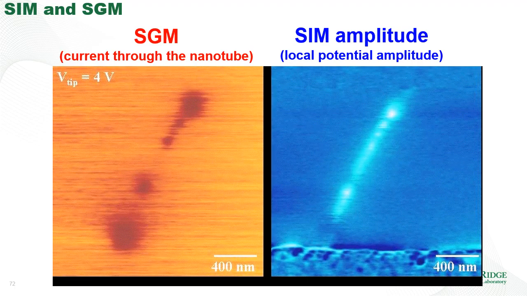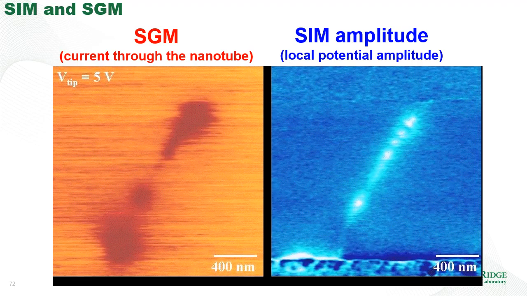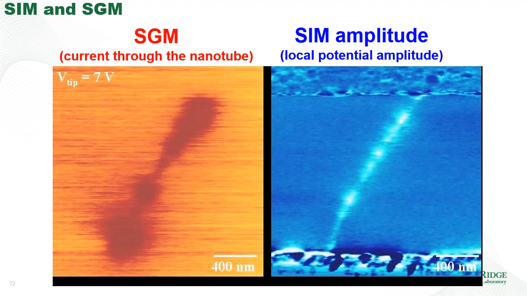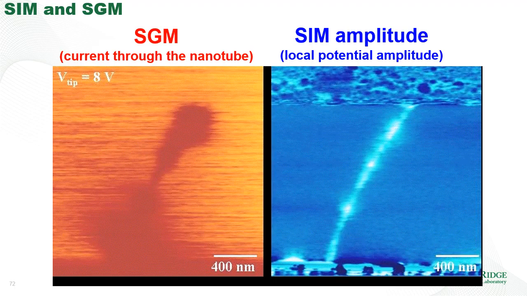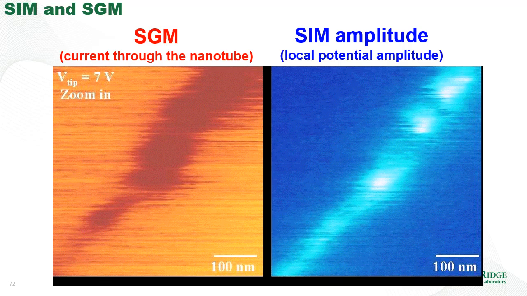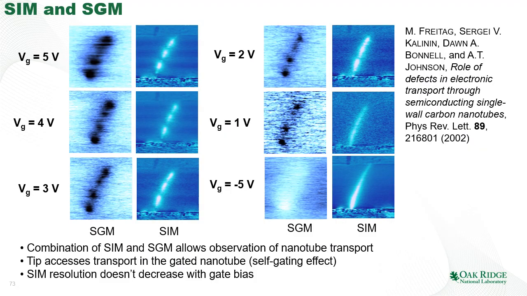And you can start to see a very interesting thing, that for high biases, we start to see big spots on the scanning gate microscope, but at the same time, we start to see spots in the scanning impedance microscope. So it's almost like the potential distribution across the system is not uniform. So what happens? Let's look at several snapshots from this movie. For our gate bias being minus 5 volts, the impedance microscopy shows the uniform potential drop across the device, so it's in a conductive state. And scanning gate microscopy shows that the tip bias slightly enhances the transport across the nanotube, so we make it more conductive.